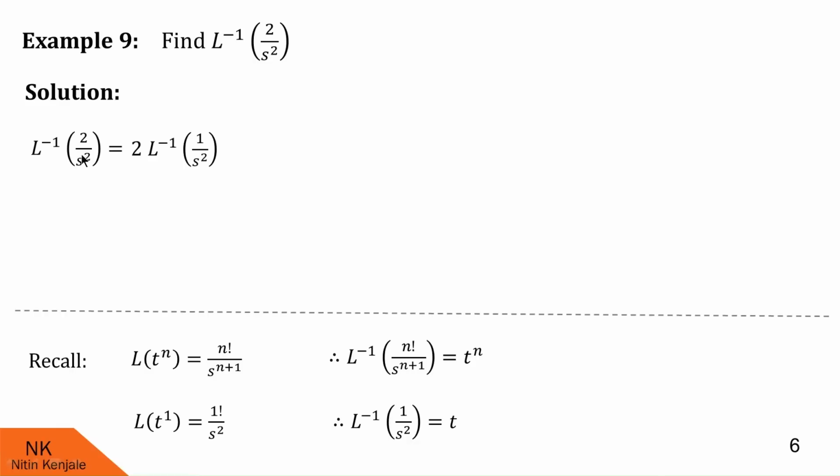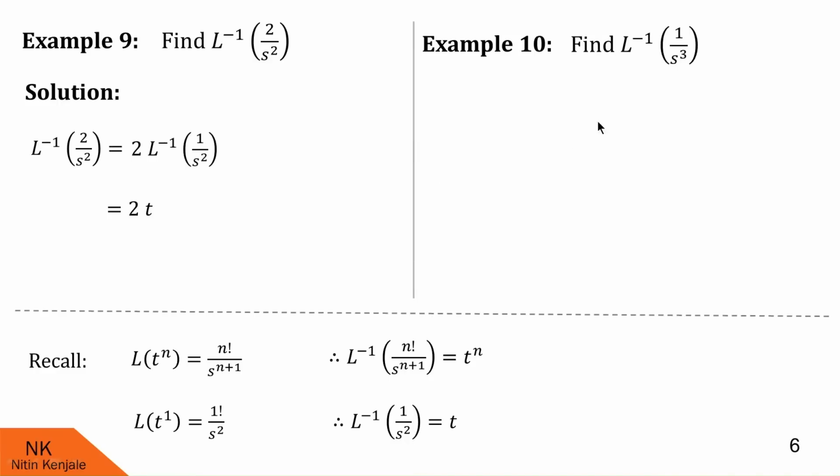Now, from this function, I will take out this 2, which is a constant. We will be left with L inverse of 1 upon s square. And just now we saw L inverse of 1 upon s square is t. So I will simply write t over here. So 2t is L inverse of 2 upon s square. I hope you understood this one. Let us look at example number 10. Here we are asked to find L inverse of 1 upon s cube.